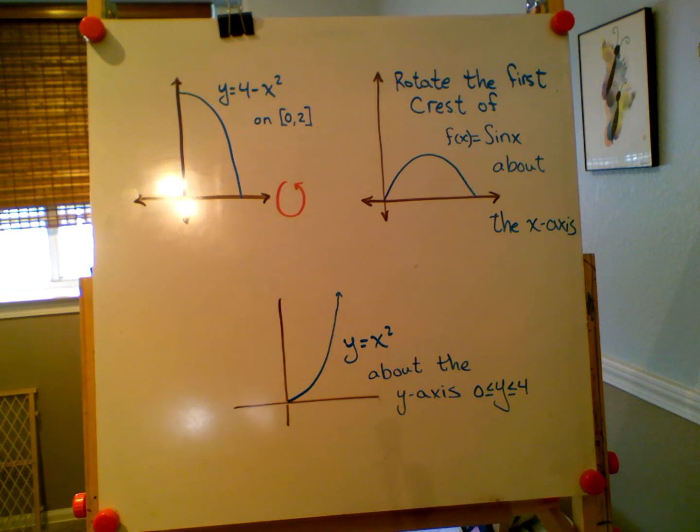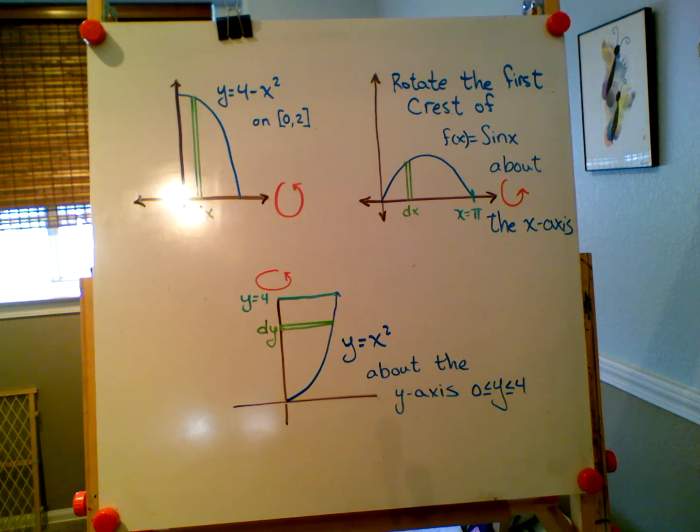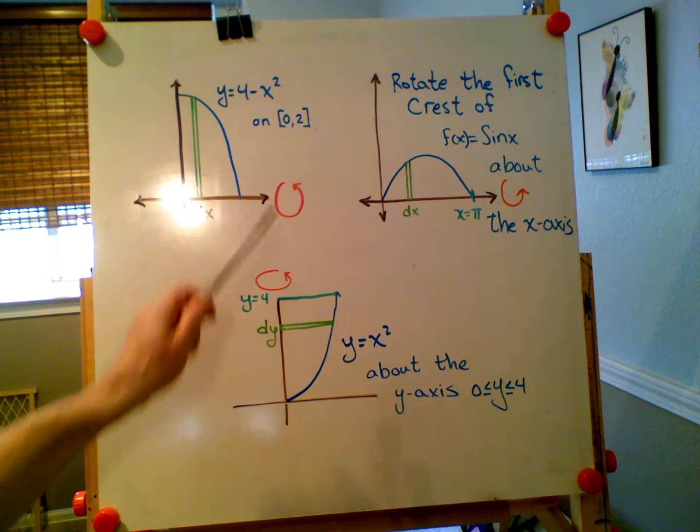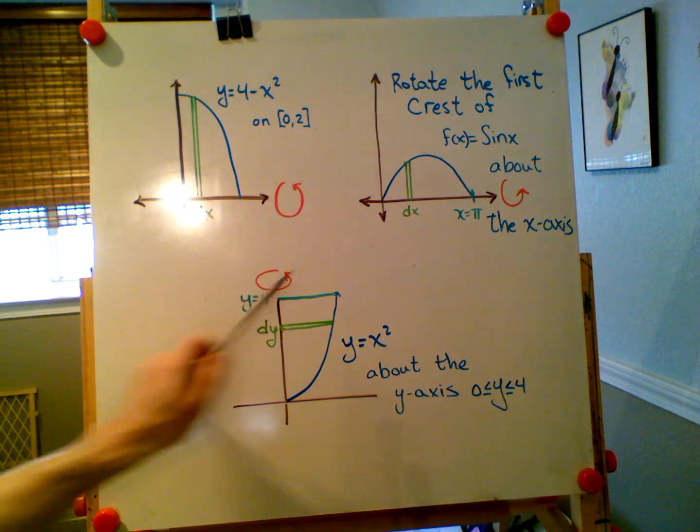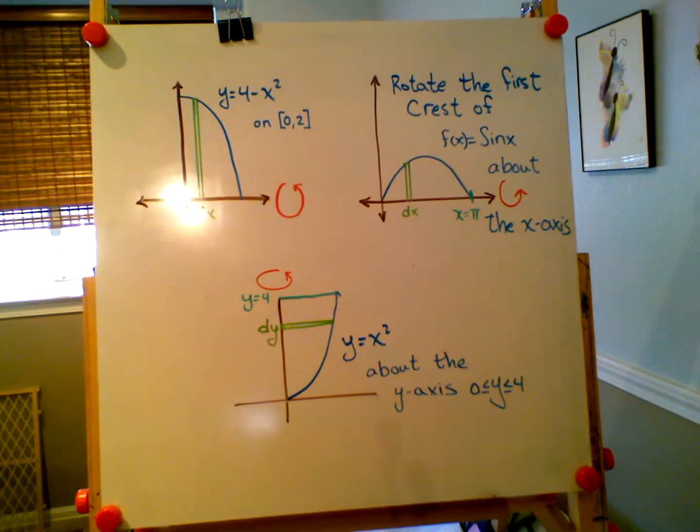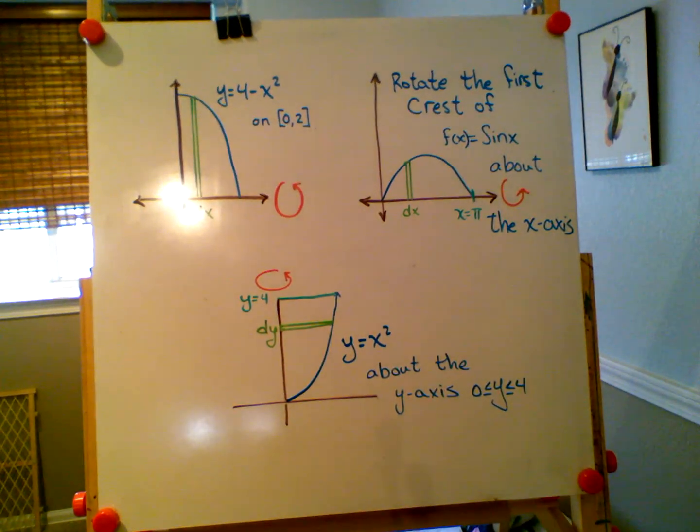On the next one, I say that I want you to rotate the first crest of sine of x about the x-axis. So I'm saying it in words. And in the last one, I'm saying it in words and with a range that's there. So I took a second to draw the little circles on there to show you what it's rotating around. That symbol right there means, hey, we're going to rotate around that line right there specifically.